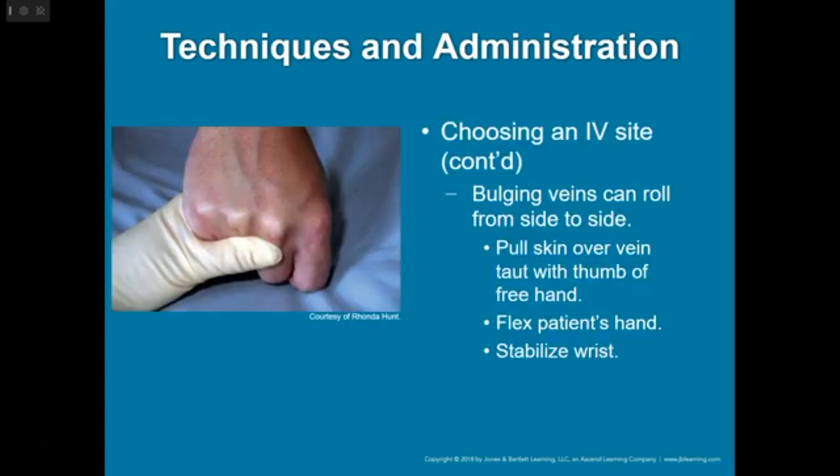Choosing an IV site. Bulging veins can roll from side to side. That's true. Any vein can roll, but that's why we want to secure it down. Pull the skin very taut if possible, and practice our techniques, gripping with our non-dominant hand all the way around their arm, pulling that skin taut. That way the vein is less likely to roll. You can have the patient flex their hand, which might help, and of course stabilize the wrist if you need to.